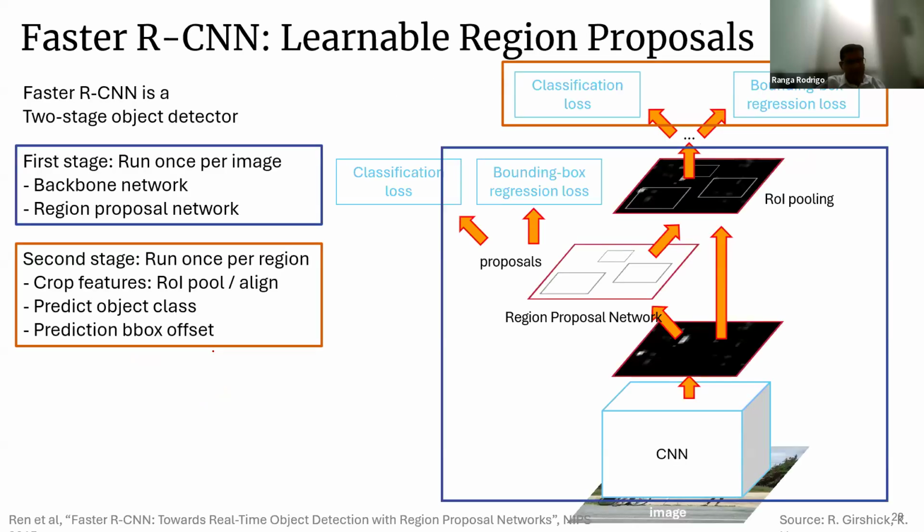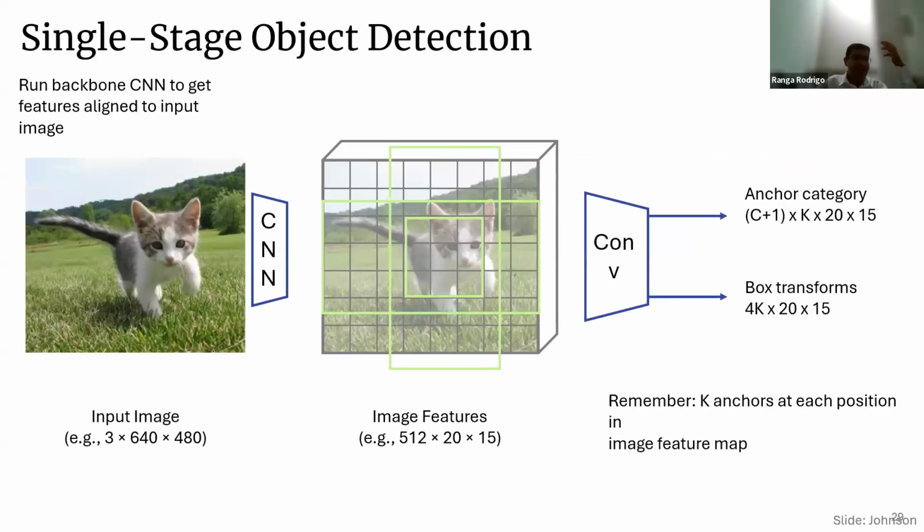So faster RCNN is a two-stage object detector. First, we run one backbone network per image and get the region proposals. Second, run one per region: crop the features, ROI pooling, predict the box class, predict the bounding box offset. Because of these two processes, these are called two-stage detectors. Why do we really need the second stage? They asked again. So with that, they came up with the so-called single-stage detectors.